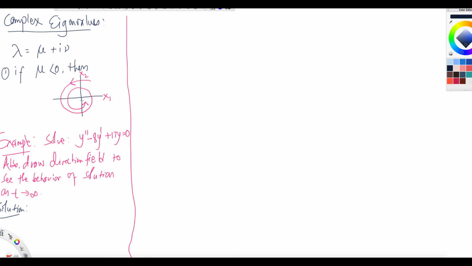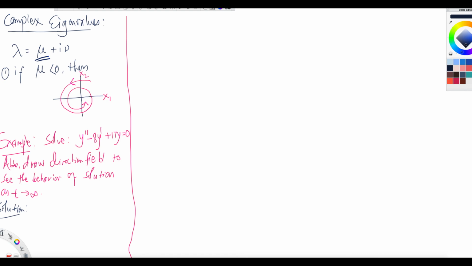Okay, so I'm going to give you a couple more examples to see what happens if the real part, mu, of the eigenvalue is positive, or if mu is 0. We will see both types of example there. Okay, guys. All right, so let us first start with this example.